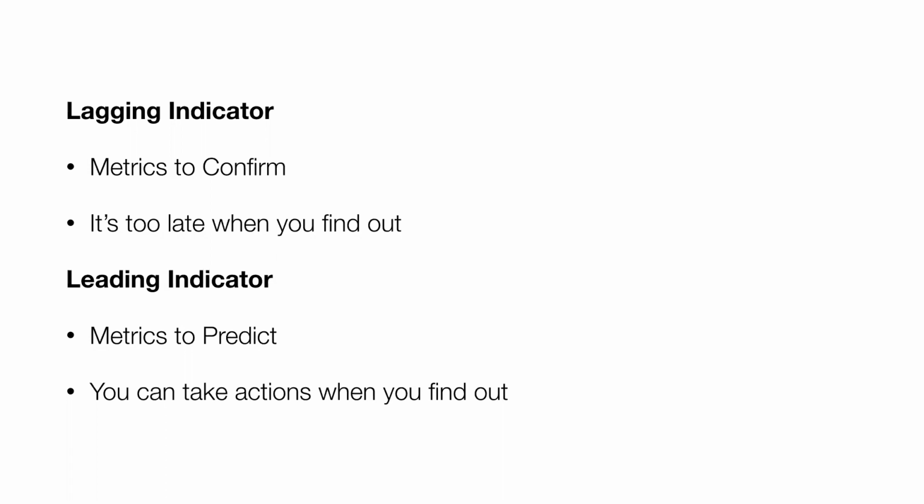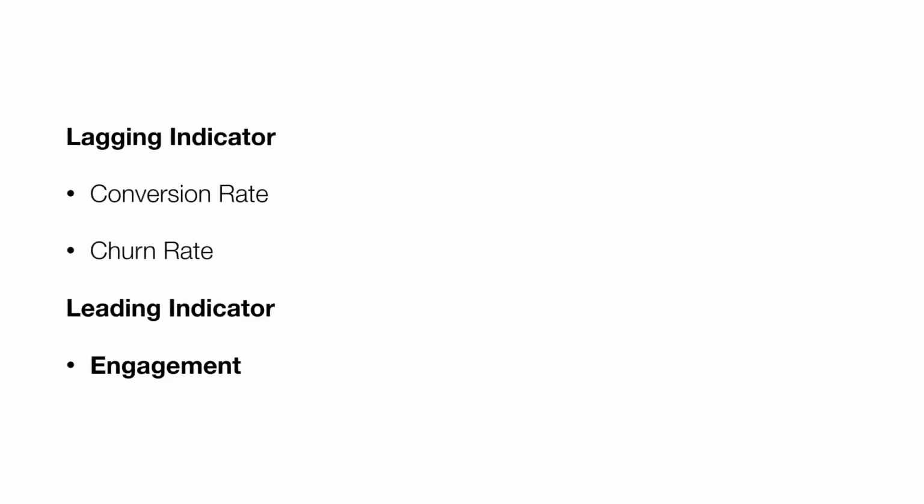Instead, what you want to do is find a leading indicator. Then by the time you get the value of the metric, you can take some actions to change the course, right? You can control it to maybe improve or reduce. So those are called leading indicators. The conversion rate or churn rate are basically lagging indicators. The moment you see the conversion rate is 10%, it's too late. But what you want instead is something called engagement.